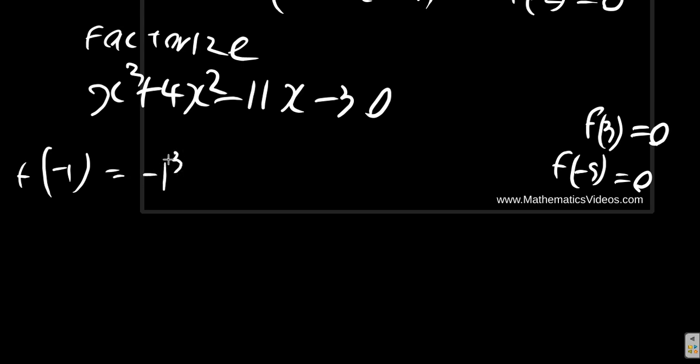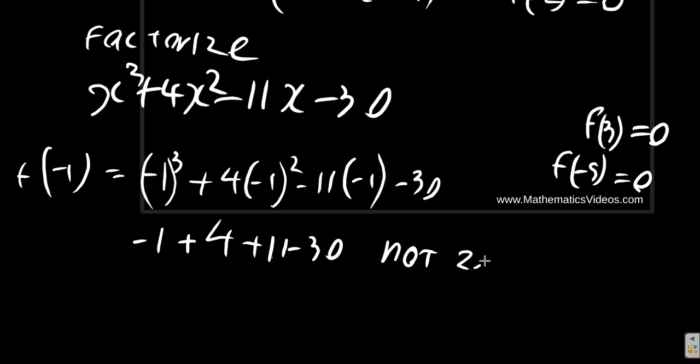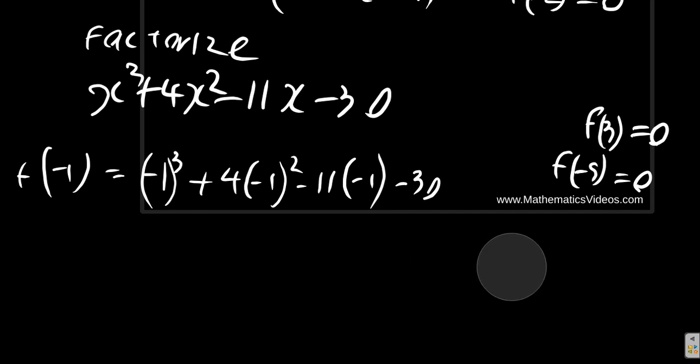Negative 1 cubed plus 4 times negative 1 squared minus 11 times negative 1 minus 30 gives you negative 1 plus 4 plus 11 minus 30. Negative 1 plus 4 is 3. 11 and 3 is 15. 15 minus 30. Well, you don't even have to work it out. You know that that doesn't come anywhere near 0. So f of negative 1 did not give you 0. If it did, then x plus 1 would be a factor. But that didn't work.